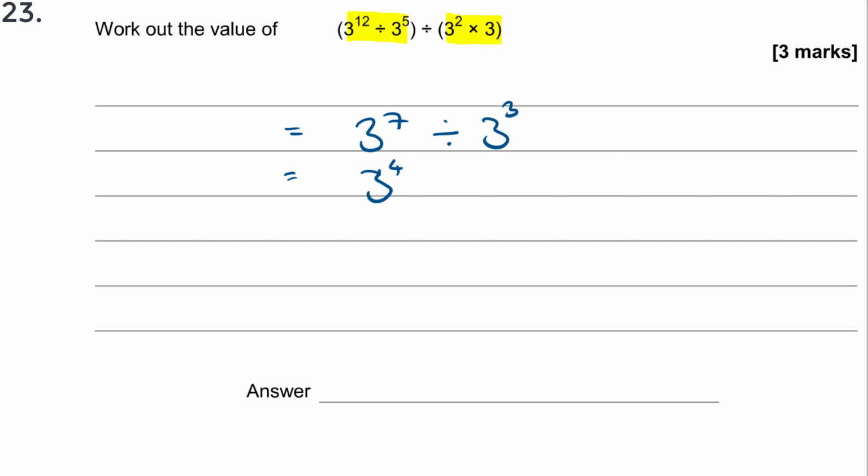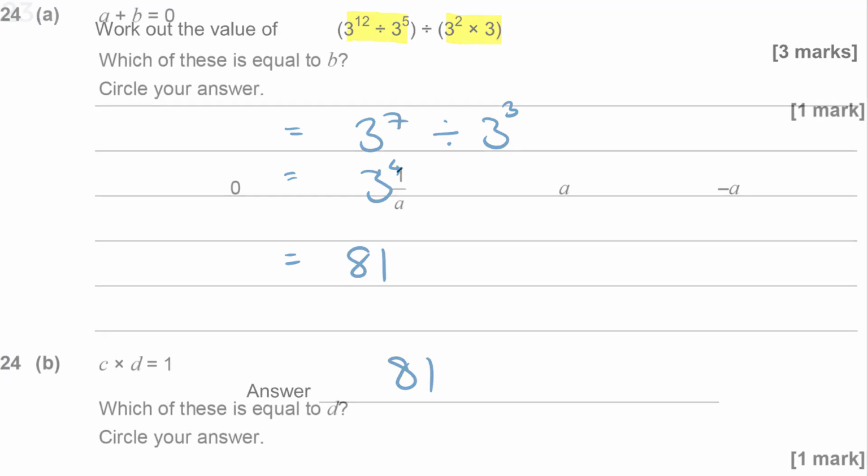Okay, 3 to the power 4. Do we have to actually work out the value? What is 3 to the power 4? That's 3 times 3 times 3 times 3, which is 3, 9, 27. 3 lots of 27 is 81. Okay, so my answer is 81.